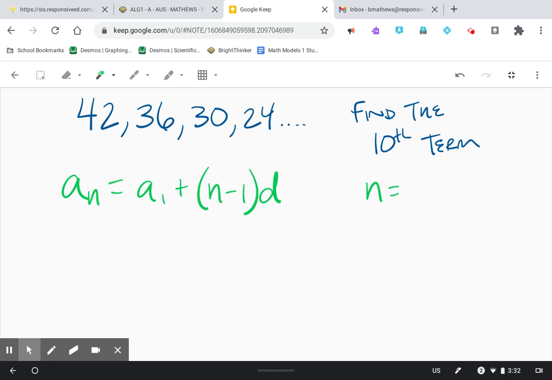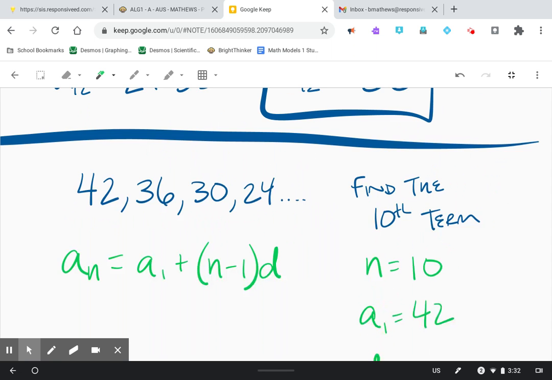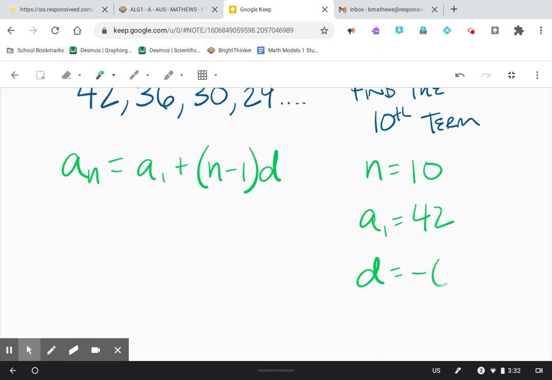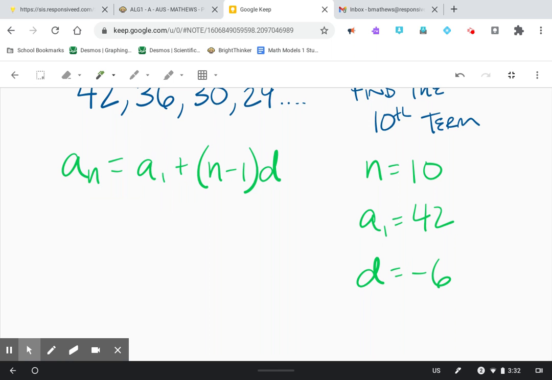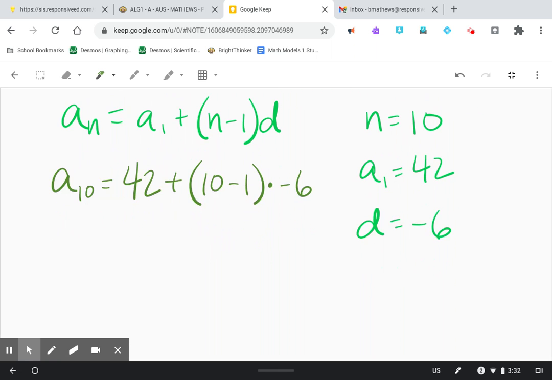We know we're looking for the 10th term, so that tells us that n is 10. We know that the first term is 42. And we know the common difference is, if we go up here, we can see each number is going down by 6 from one to the next. So then d is negative 6. So then I come over here and I say A10 equals 42 for A1 plus 10 minus 1 times d, which is negative 6.